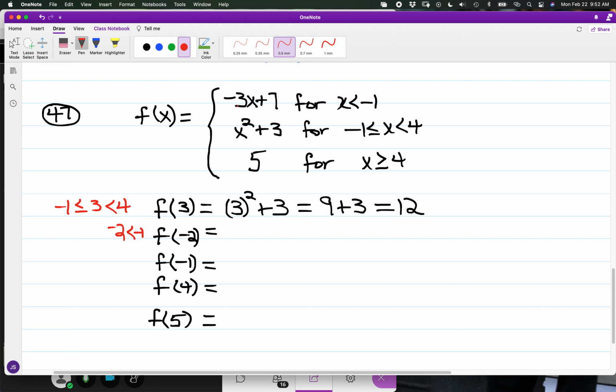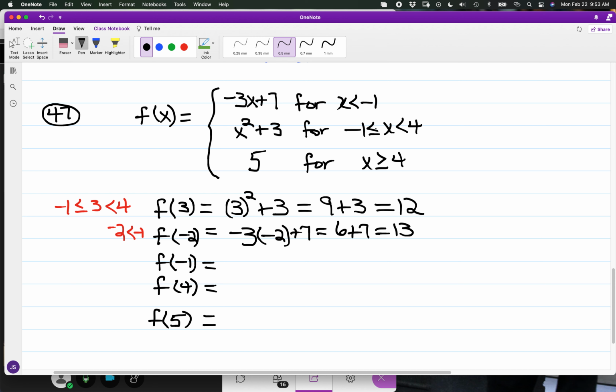And so I'm going to apply the first part of the piecewise defined function, where we have -3 times the input, which we have at -2, followed by the addition of 7. And here we have -3 times -2 is 6, and 6 plus 7 is equal to 13. Now for f of -1, now -1 cannot be less than itself, so the first inequality does not apply.